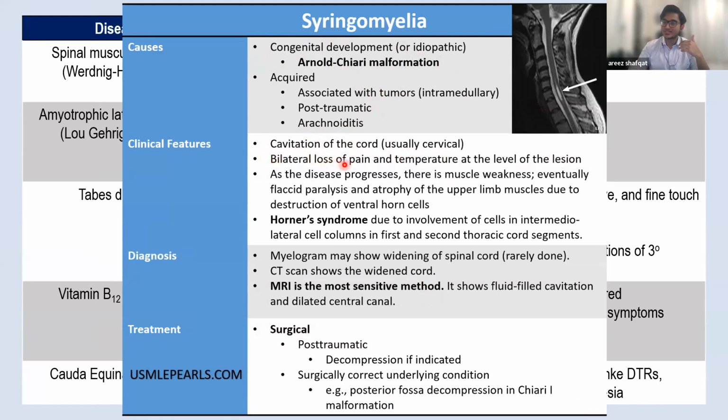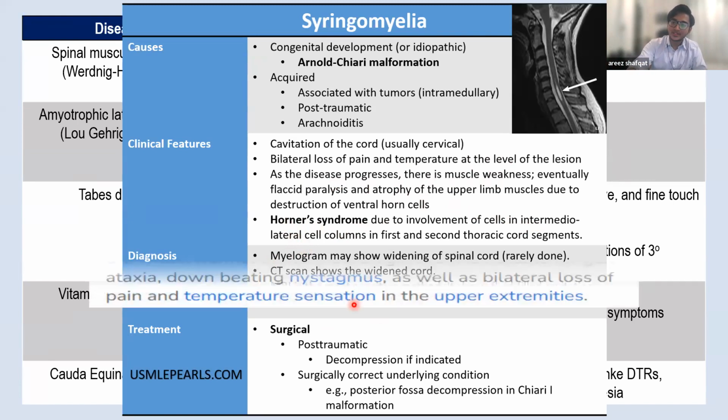It manifests with bilateral loss of pain and temperature at the level of the lesion. As the disease progresses, there is muscle weakness because of involvement of the anterior horn cells, and involvement of the intermediolateral cell columns would lead to Horner syndrome. Right, so three things you should be aware of. Spinothalamic, if the disease extends a bit, it will involve the anterior horn cells. If it progresses a bit more, it will involve the sympathetic fibers. All right, the diagnosis and treatment, you don't need to know.